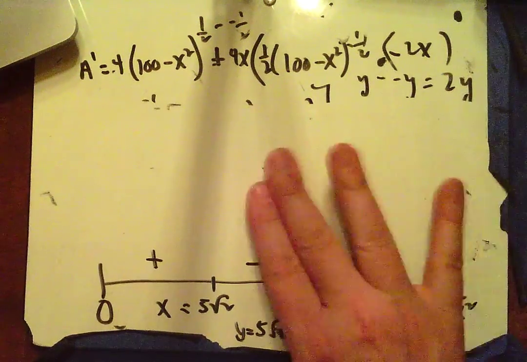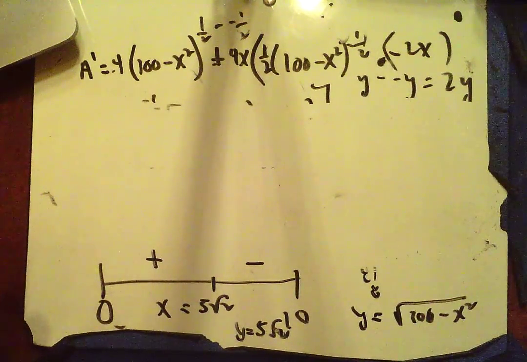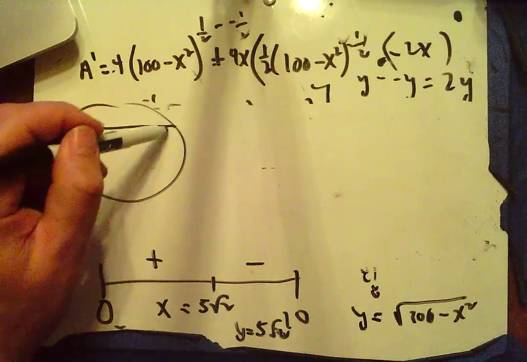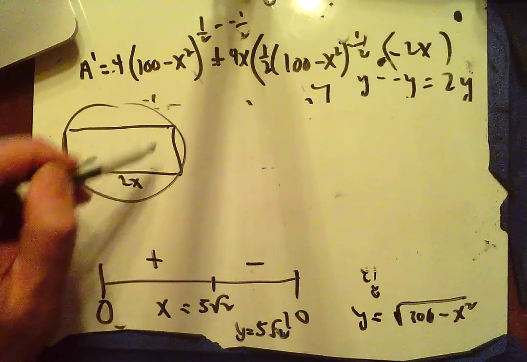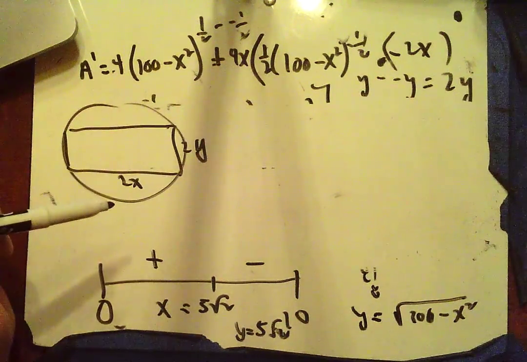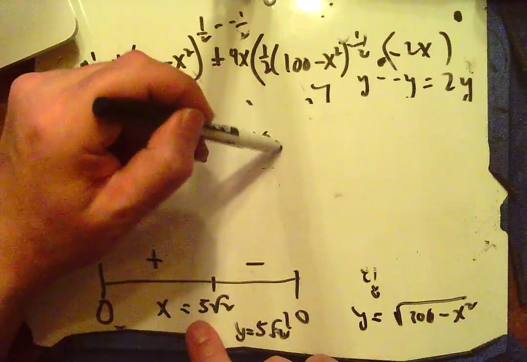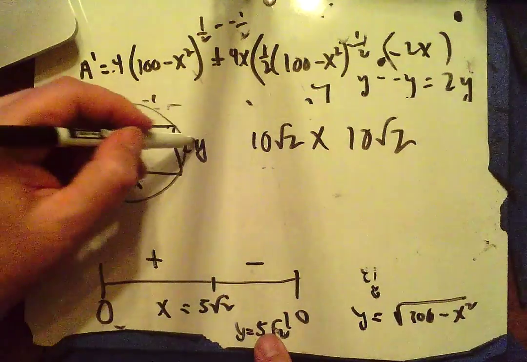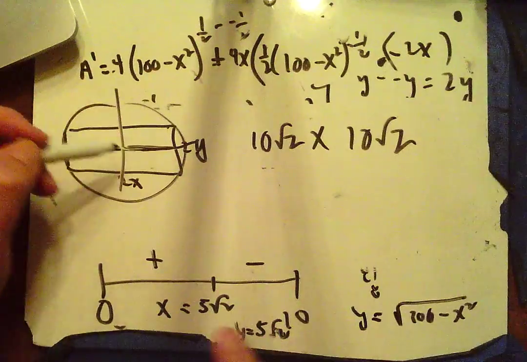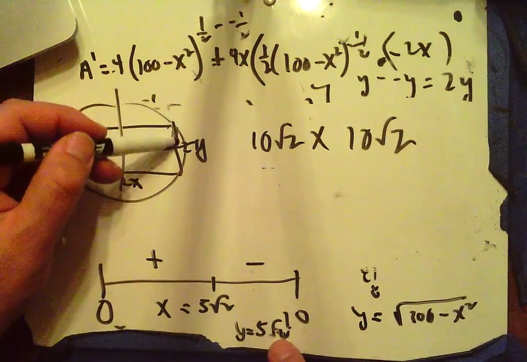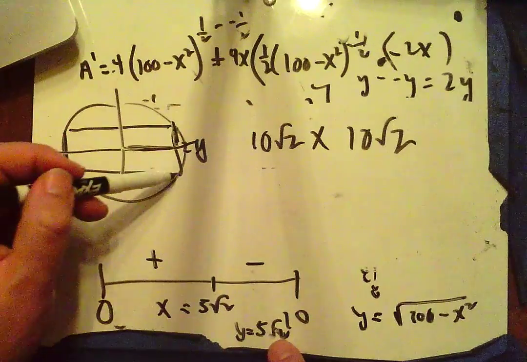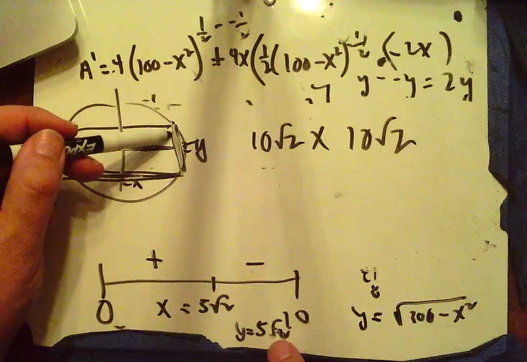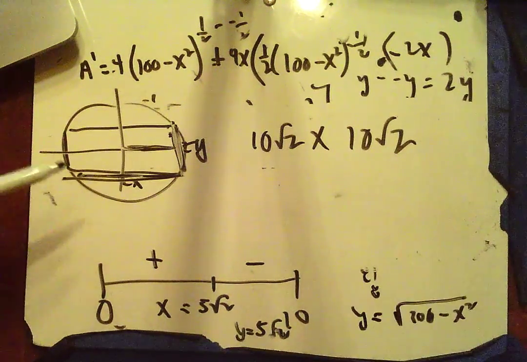But let's look at what they said. They said, find the dimensions of the rectangle. And remember, when we drew this rectangle, this was 2x, and this was 2y. So my dimensions are actually 10 root 2 by 10 root 2. Not these. What I found here is simply that this is 5 root 2, and this is 5 root 2. But we know the dimensions of the rectangle are 2 of those distances and 2 of those distances, which is why these are my dimensions.